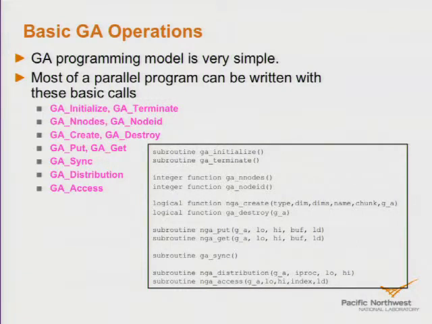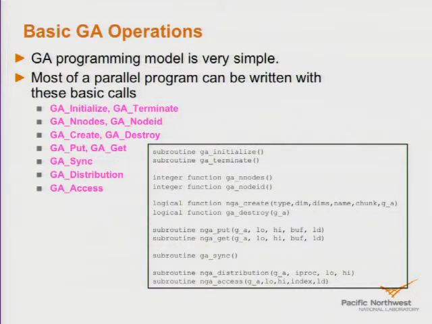GA_Nodeid is the equivalent of an MPI rank. It's a number running from 0 to the total number of nodes minus 1 that uniquely identifies your process. GA_Create and GA_Destroy are routines that allow you to create or destroy global arrays. Put and get are one-sided operations that allow you to copy to and from a global array.